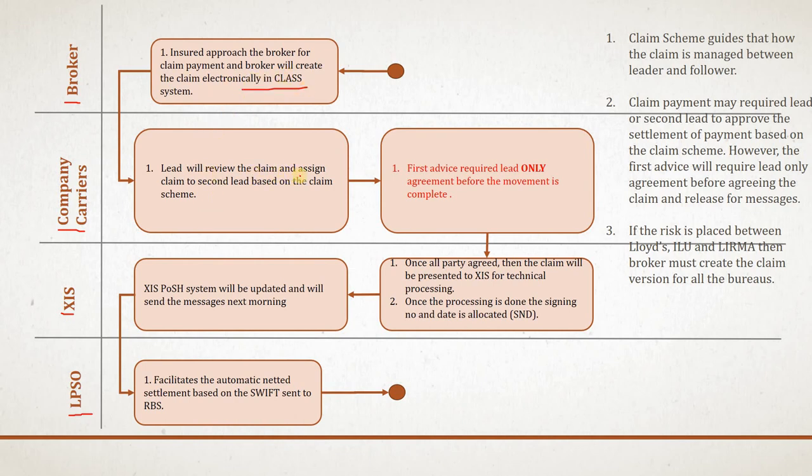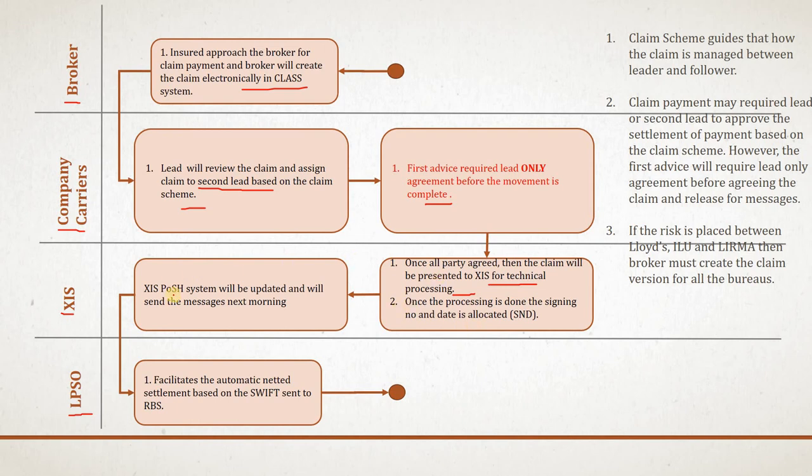The lead will review the claim and assign the claim to the second lead based on the scheme we discussed earlier. The first advice requires lead-only agreement before the movement is complete. We will come back to it in a moment. Once all the parties agree, the claim will be presented to XIS for technical processing, not XCS, XIS for the technical processing. Once the processing is done, the signing number and date will be allocated.